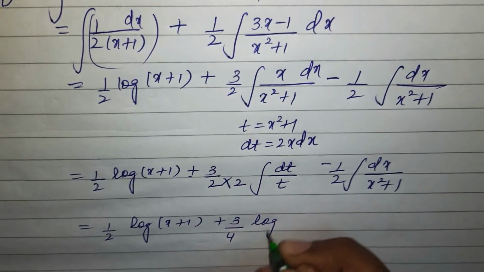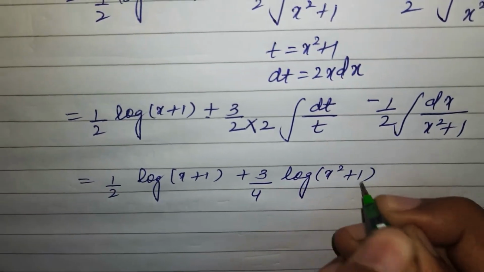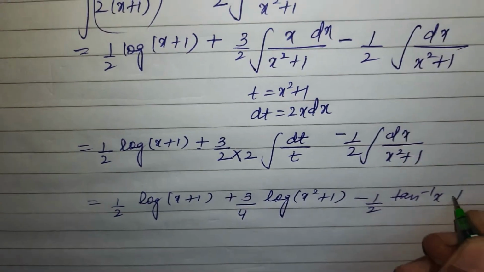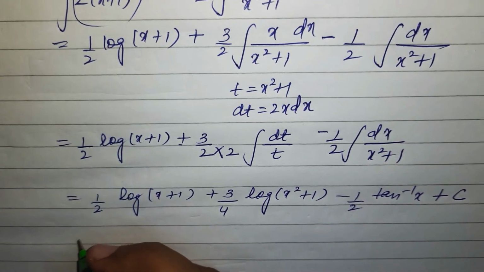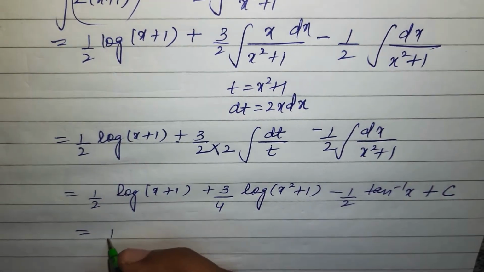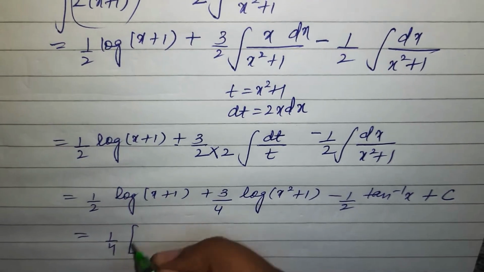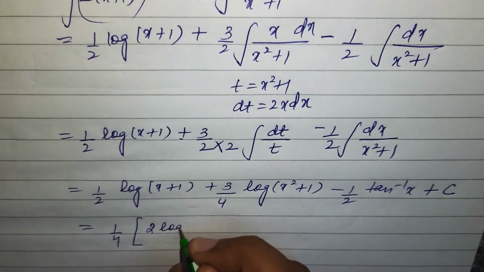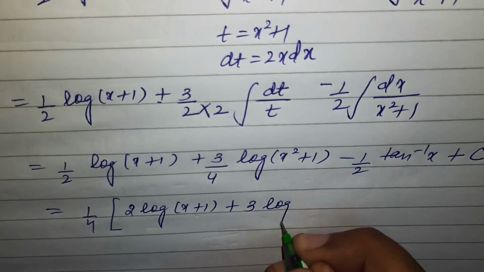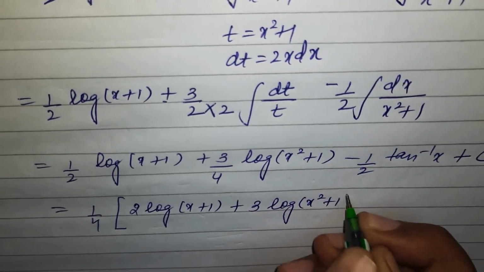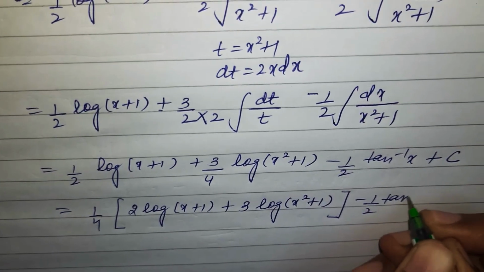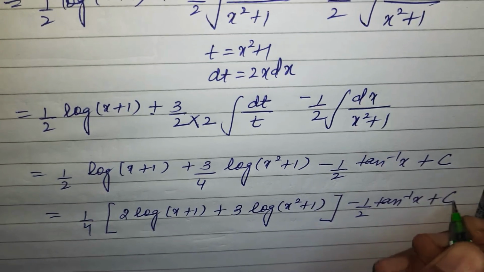Log t is log of x square plus 1 minus 1 by 2 tan inverse x plus c. So basically I am getting, if I take 4 in the LCM, it will become twice of log of x plus 1 plus thrice of log of x square plus 1, and this will become minus 1 by 2 tan inverse, because this is not the log term.